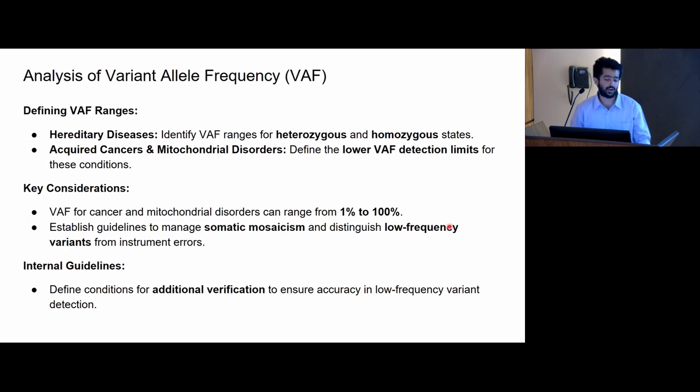The second point is for acquired cancer and mitochondrial disorders, where you need to define low VAF detection limits. As a key consideration, VAF for cancer and mitochondrial disorders can range from 1% to 100%. In our case, the limit of detection for a baseline or untreated patient has a cutoff of 3%, and at the MRD time point it is 0.03%. You need to establish guidelines to manage somatic mosaicism and distinguish low VAF from instrument errors. For internal guidelines, define conditions for additional verification to ensure accuracy in low-frequency variant detection.